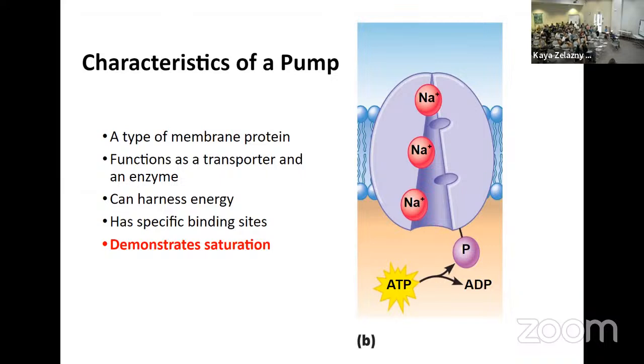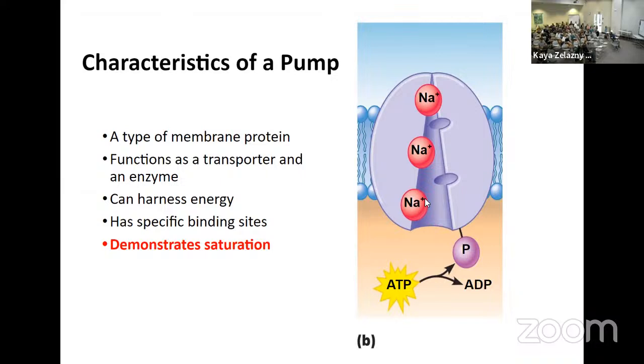Unlike the carrier protein, this specialized type of membrane protein also acts as an enzyme. Specifically, it acts as an enzyme that breaks down ATP, right? So it's going to act as both a transporter, with the same carrier function, but it's also got a way to use energy, okay?